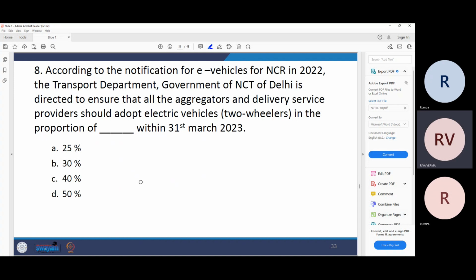एनसीआर में 2022 में एक नोटिफिकेशन रिलीज किया गया था, ट्रांसपोर्ट डिपार्टमेंट को बोला गया था कि they have to ensure that all the aggregators and the delivery service providers should adopt the electrical vehicles, two wheelers. A certain proportion was given for two wheelers and four wheelers as well. So what are those proportions? Let's see that.